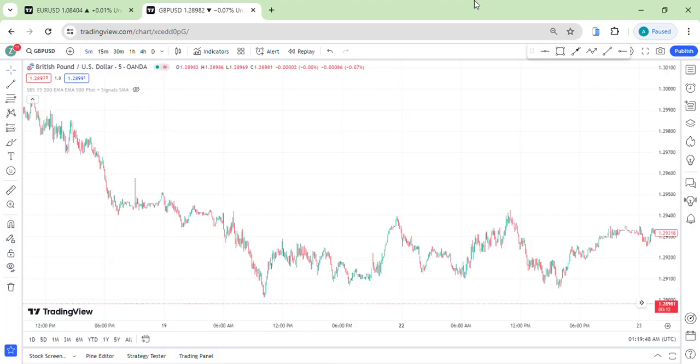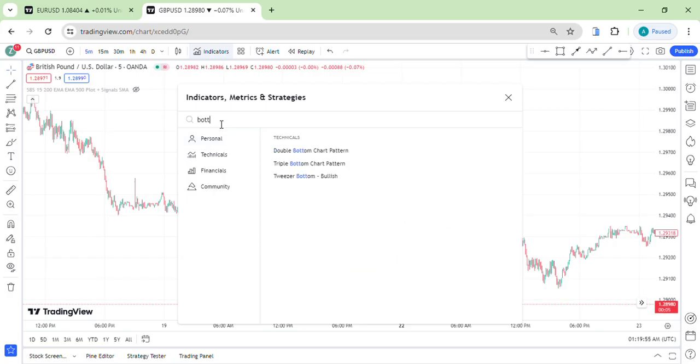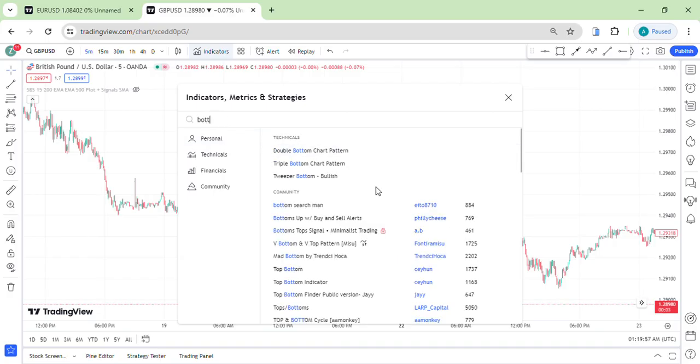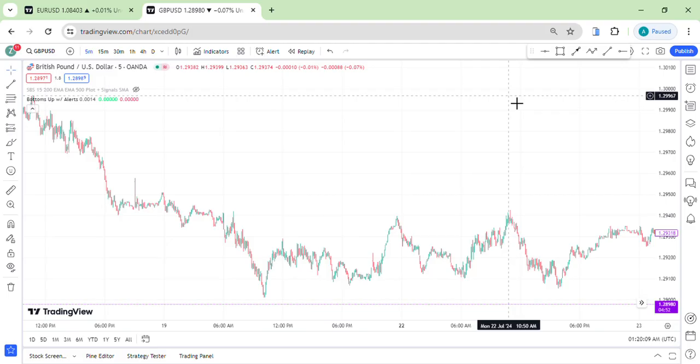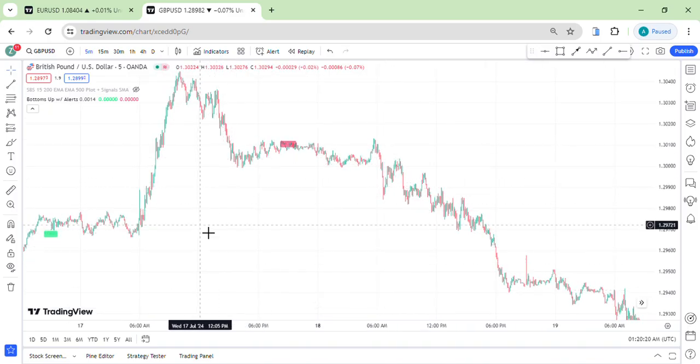So the name of the indicator is, let's browse it here. Let's say bottom. Okay, as you guys can see, Bottom Ups W Buy and Sell Alert by Philip Chips. Okay, we click on it, so it has been added. As you can see, it has been added. So this indicator, I think, is actually the same thing on each time frame, the same analysis on each time frame.